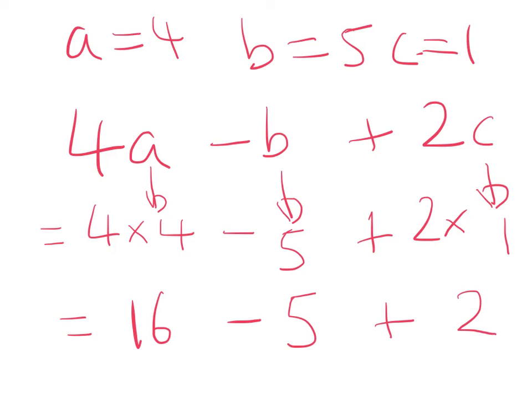And when you do a question like this, it might be a good idea to put brackets around these, okay? So we know that we're going to be doing multiplication first. We do each term separately. 16 take away 5 is 11, plus 2 is 13. That's the end of the lesson.